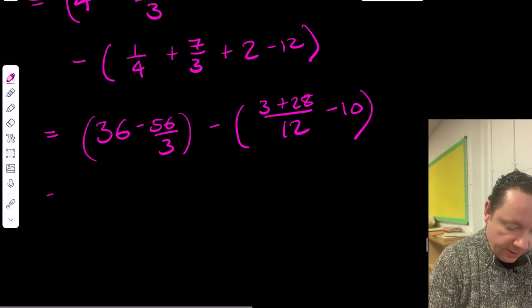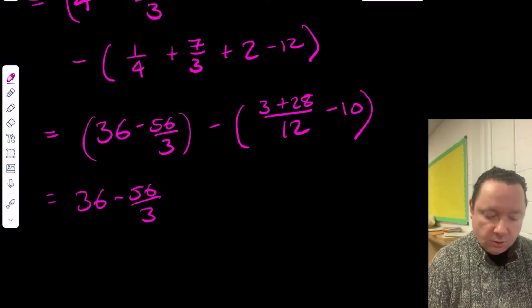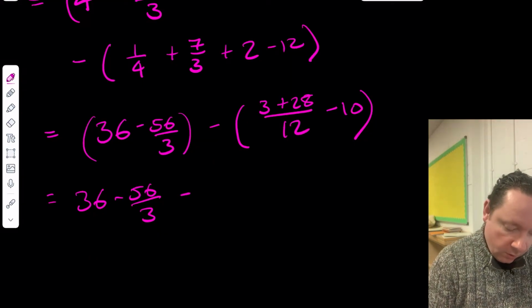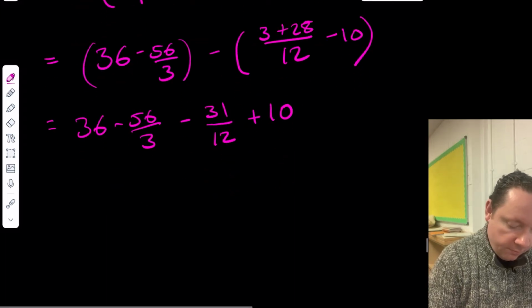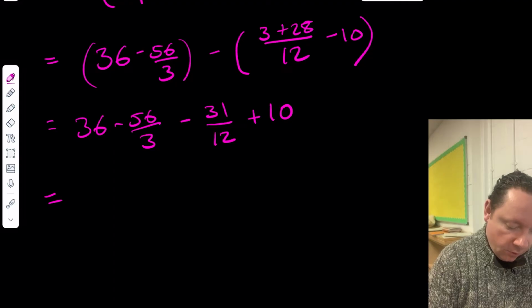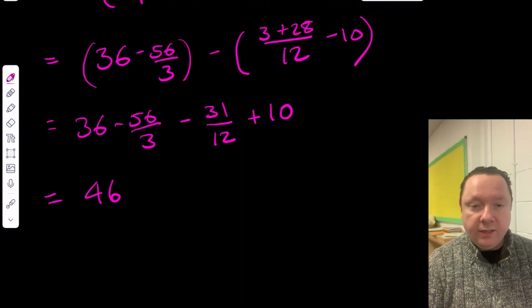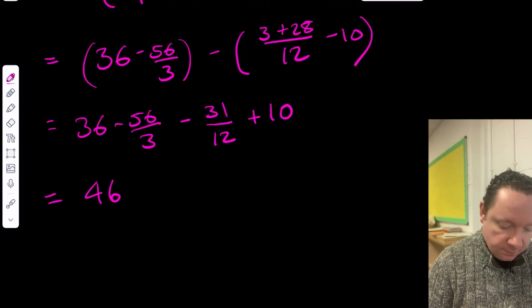So that gives me 36 minus 56 over 3. 3 plus 28 is 31, so minus 31 over 12. And then minus minus 10 is plus 10. Almost there for the first one. 36 plus 10 is 46. And we've got two ways to deal with these. Change them back to mixed numbers. I'll keep them as fractions for now.